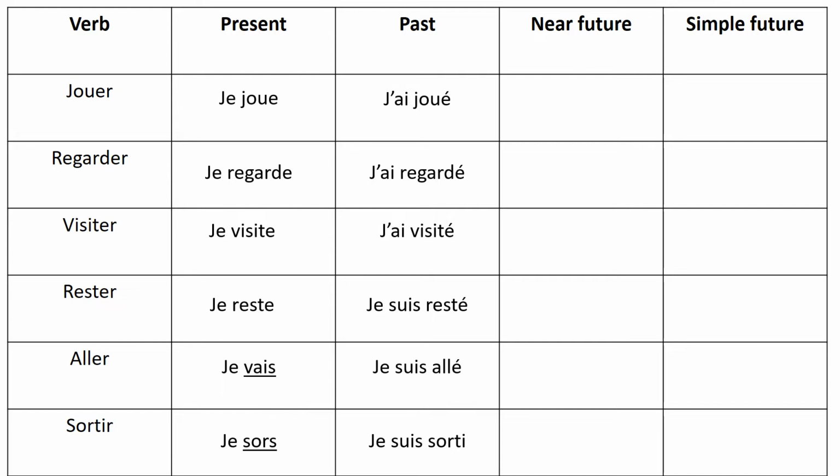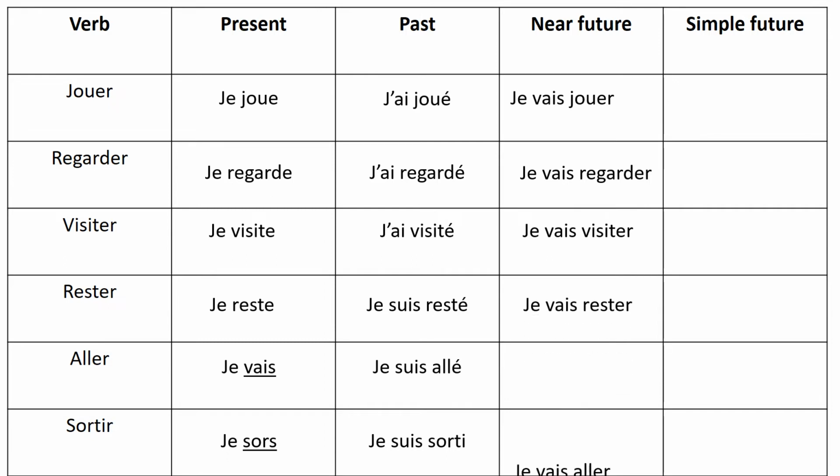So for the first one, for the verb jouer, in the near future, we would be saying je vais jouer. And what you're actually saying there is I am going to play. Je vais jouer. I am going to play. Je vais regarder. I am going to watch. Je vais visiter. I am going to visit. Je vais rester. I'm going to stay. Je vais aller. I'm going to go. Je vais sortir. I'm going to go out.